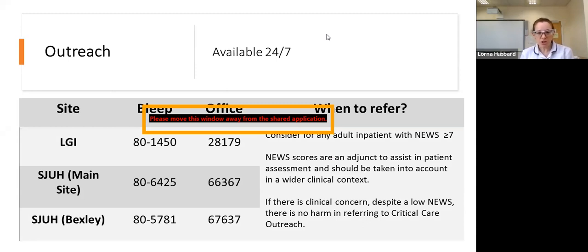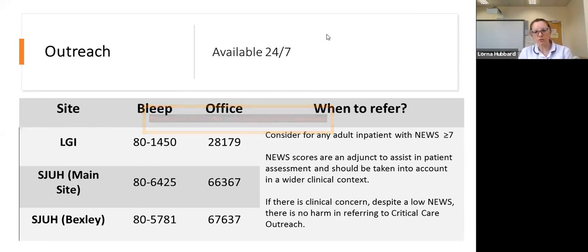In terms of outreach, they are available 24/7 across LGI and Jimmy's. There's two separate teams for Jimmy's, so their contact details are there. Any adult inpatient with a NEWS of 7 or above should be considered for referral to outreach.